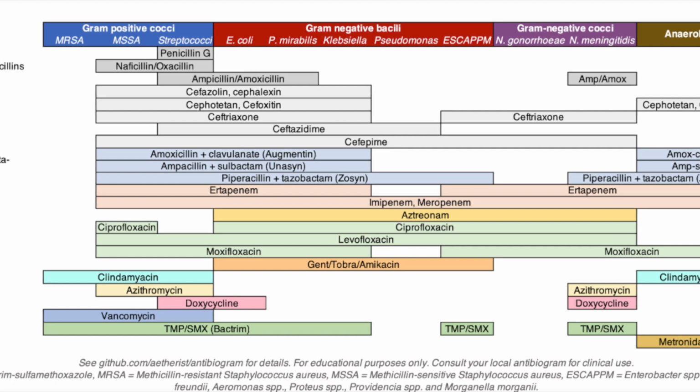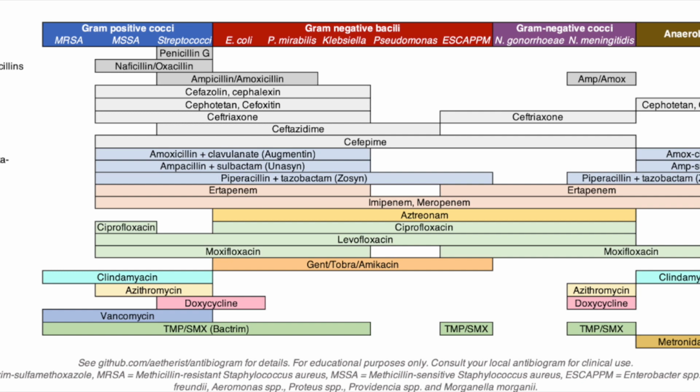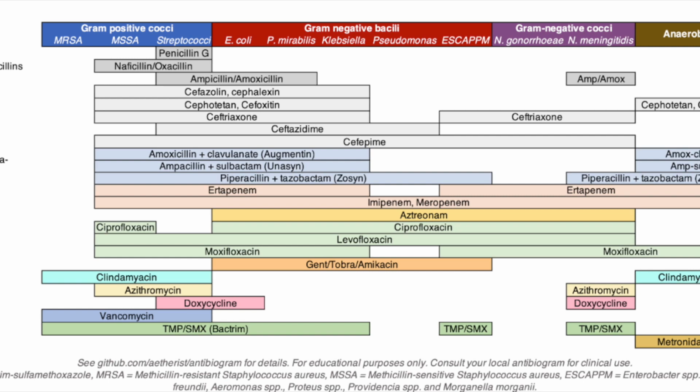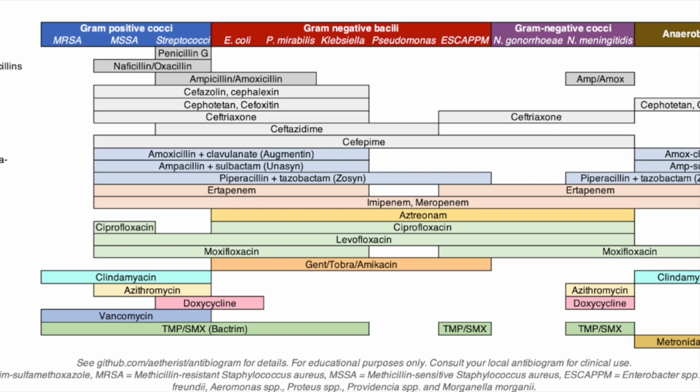Sofosbuvir and dasabuvir inhibit NS5B, the RNA-dependent RNA polymerase, and act as chain terminators that prevent viral replication. Side effects are fatigue and headache.